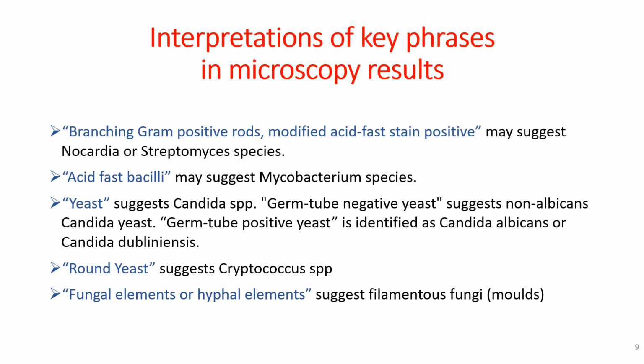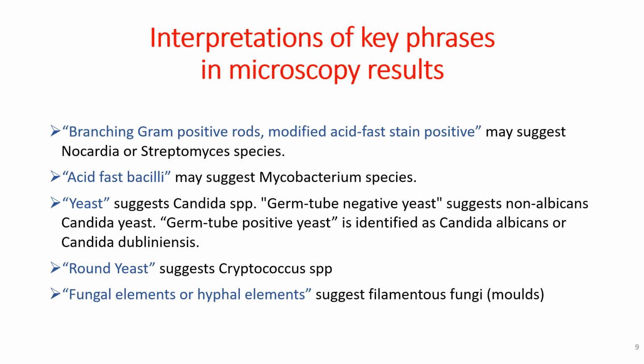And further, to see whether this Candida species is Candida albicans or not, we do a germ tube test. If the germ tube is negative, it is non-albicans. If it is positive, it indicates Candida albicans. So germ tube is a quick test. It takes about 2 hours, and it can indicate whether it is albicans or non-albicans, and this can be used for interpreting a yeast report in microscopy results.